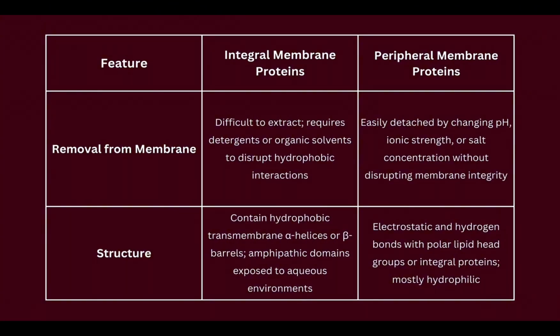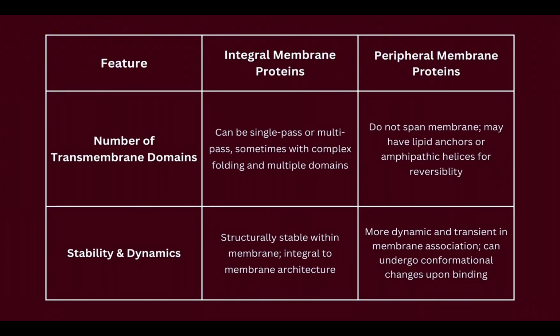For the structure, integrals often have alpha helices or beta barrels and are amphipathic. On the other hand, peripherals lack transmembrane parts and are water-soluble. Now, for their transmembrane domains, integrals may span the membrane once or many times, while peripherals do not span the membrane. And lastly, for their stability, integrals are stable and embedded, while peripherals on the other hand are dynamic and reversible.